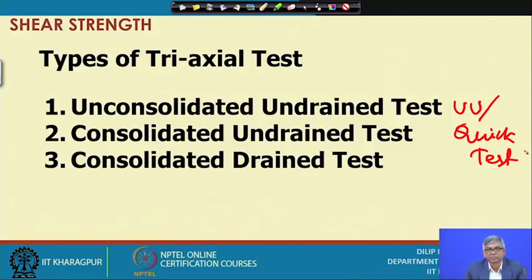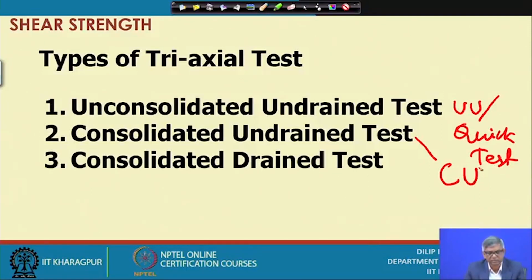After consolidating the sample, we close all the drainage paths, and then we apply additional axial load to shear the sample. So, that is called the consolidated undrained test, and it is universally known as CU. Why is it called so? Because we first consolidate the sample and then we shear the sample in undrained condition.